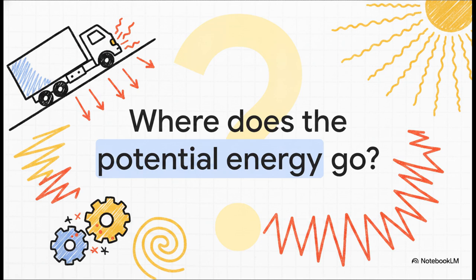Imagine a massive 10,000-kilogram truck descending a steep hill at a perfectly constant speed. Now, its height is dropping, which means its potential energy has to be decreasing, right? But because its speed is constant, its kinetic energy isn't increasing to compensate. Instead, the driver notices the truck's brakes are starting to overheat.